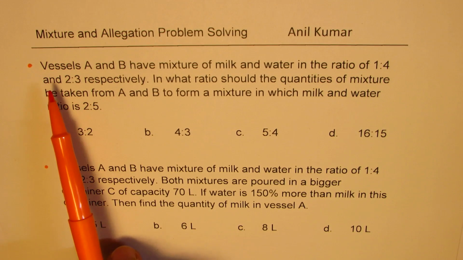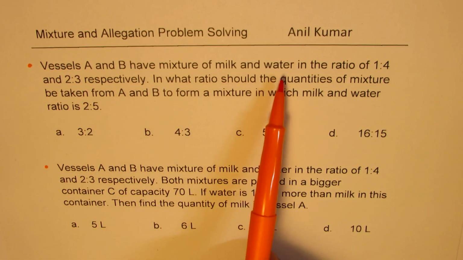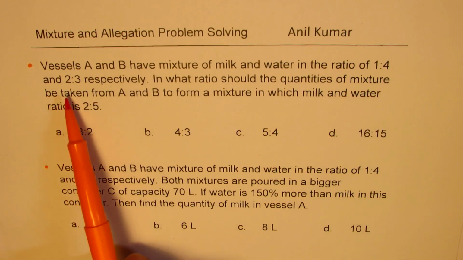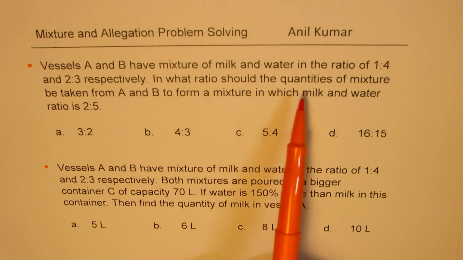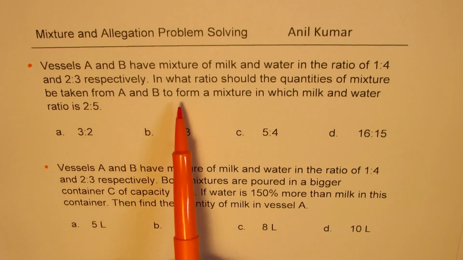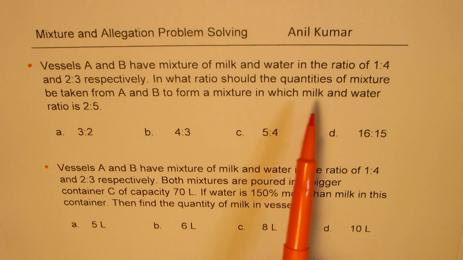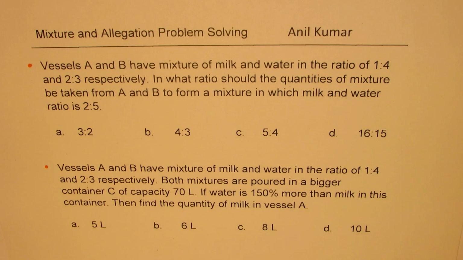The question here is, vessels A and B have a mixture of milk and water in the ratio of 1:4 and 2:3 respectively. In what ratio should the quantities of mixture be taken from A and B to form a mixture in which the milk and water ratio is 2:5? 4 choices are given to you.